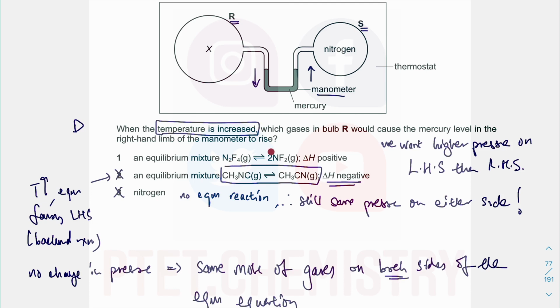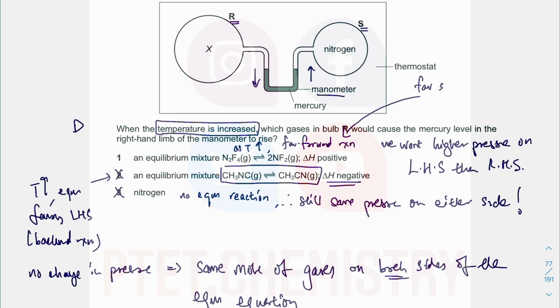Number 1 has different number of moles of gases. You have 2 moles of gas on the right, you have 1 mole of gas on the left. Forward reaction is endothermic. When I increase temperature, forward reaction tries to absorb more heat to try and decrease temperature. When you absorb more heat, you favor forward reaction. So this will favor forward reaction as temperature increases. When you favor forward reaction, you favor the side with more gaseous molecules.